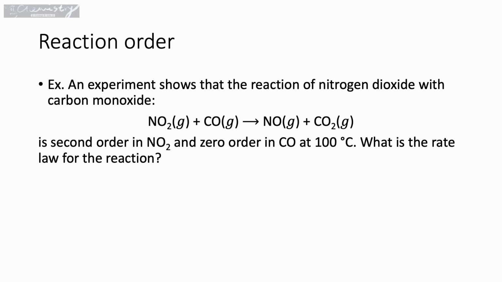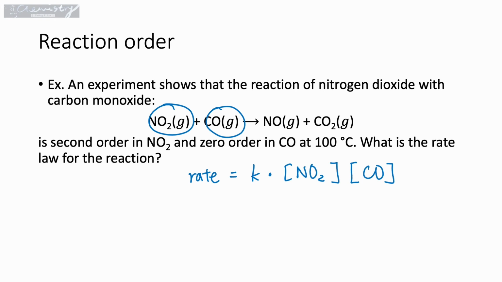An experiment shows that the reaction of nitrogen dioxide with carbon monoxide is as follows. We can see that the reaction is second order for NO2 and 0th order for CO at 100 degrees Celsius. So what is the rate law of the reaction? When we're looking at the rate law, the way we write it is the rate equals k, which is the rate constant, multiplied by NO2. So it's the concentrations of the reactants that determine the rate. So it is going to involve the NO2 and CO.